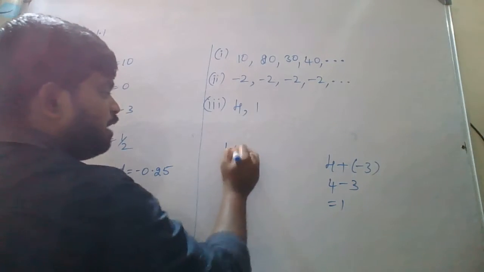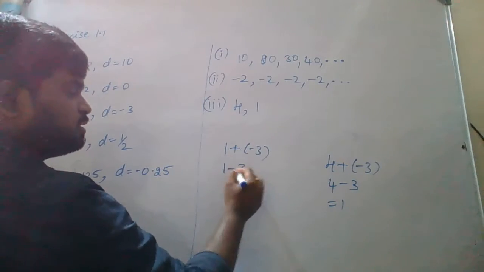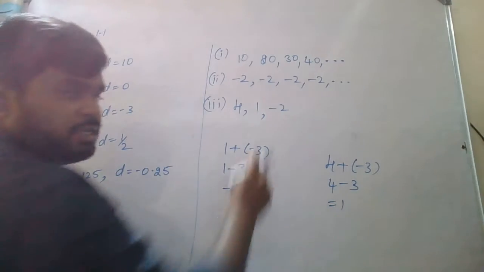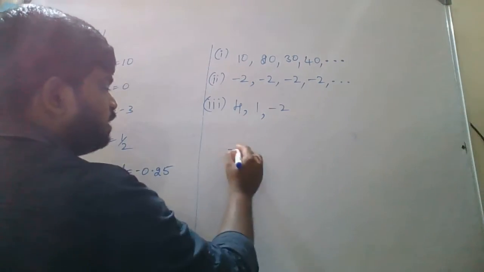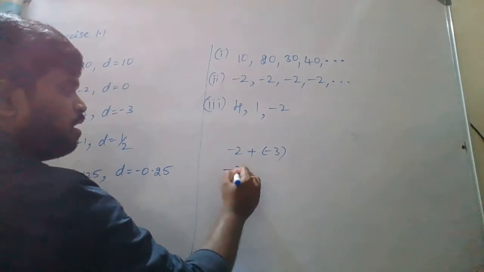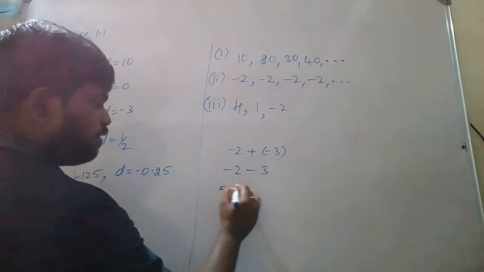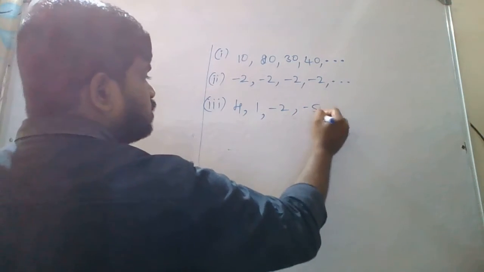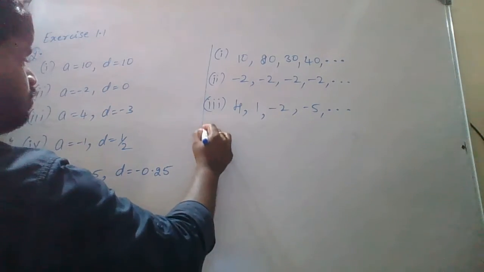Again, for this term, if you add your D value, you will get the next term. So 1 plus into minus is minus 3. 1 minus 3 is minus 2. You got this. Again, for this minus 2, if you add your D value, you will get the next one. Minus 2 plus of minus 3. Plus into minus is minus. Both the numbers have the same sign, so if I add it, it will become minus 5. That's it. You got your 4 terms. Similarly, you can do it. Okay. Let's go to the fourth question.